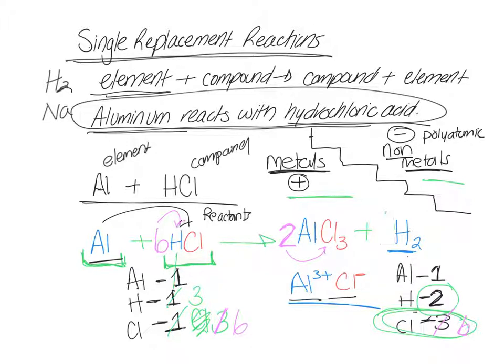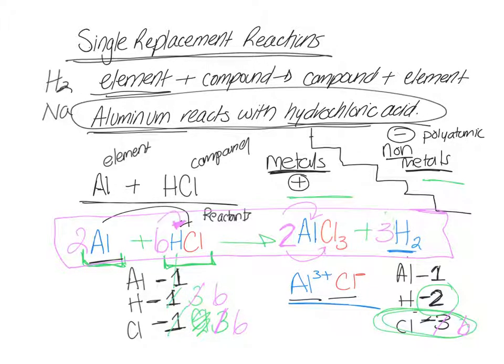Now the reason I did that is because now I have an even number of hydrogens, which I can put a 3 in front of to get the 6. Now I also have 2 aluminum, so I can put a 2 in front of here. So this is the final one for this one. This one is actually a tricky one to start with. Okay, let's try the next one.